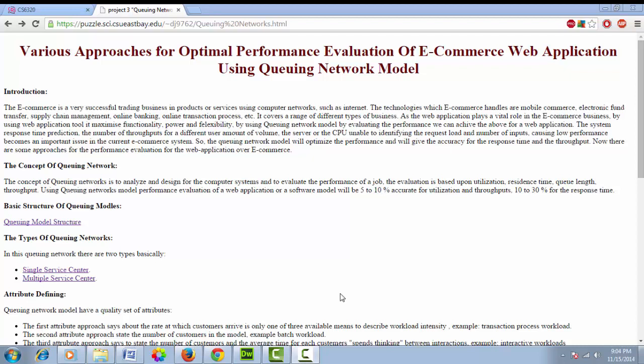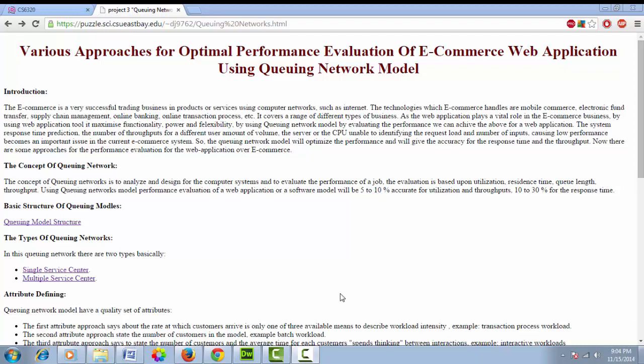I'm going to discuss my project. My project is on various approaches for optimal performance evaluation of e-commerce web application using queuing network model. So I'm going to give you a brief introduction about my project.